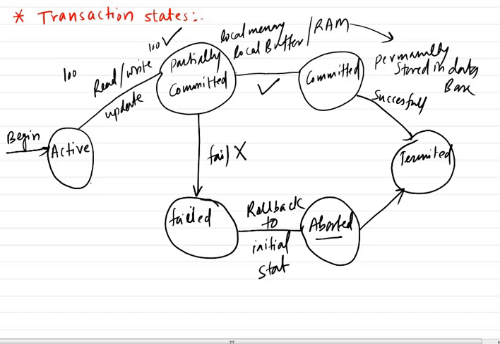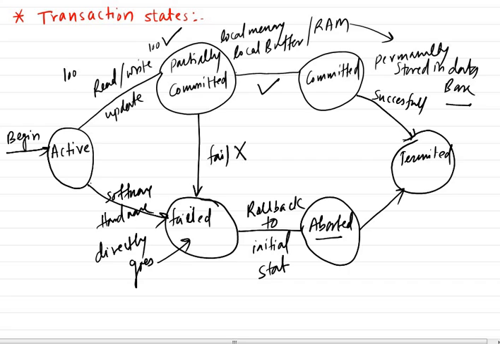If it is successful, by the commit command we store data into the database and then terminate the transaction. Or it will fail, and if it fails, it will be rolled back to its initial value and then terminated. And after beginning the transaction, because of some failure of software or hardware, the transaction can go directly to a failed state because of some hardware or software problem or power failure. So these are some of the states of transactions.